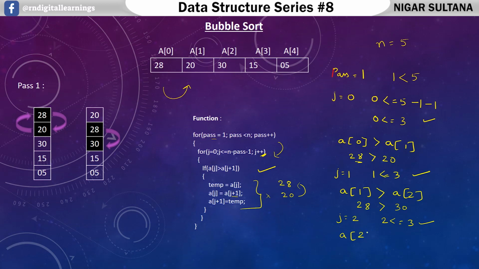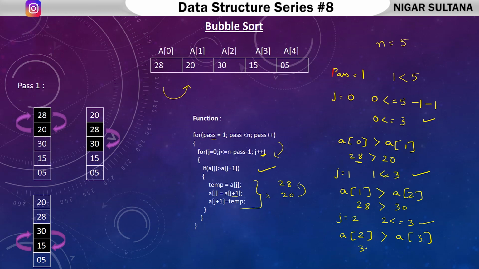A of 2 greater than A of 3. What is A of 2 here? A of 2 is holding 30. Compare 30 and 15. Is 30 greater than 15? Yes. If it is greater, swap. 15 goes up and 30 comes down.